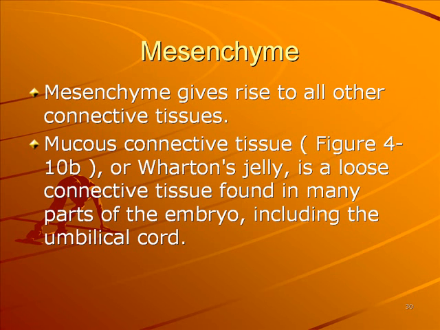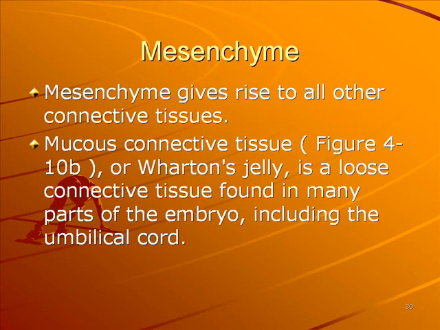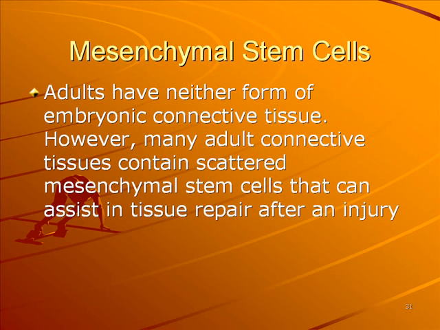But anyway, in the tissue of newborns, my point being, the mesenchyme, embryonic connective tissue in the developing embryo, has an abundance of star-shaped stem cells. Mesenchyme basically is utilized to give rise to all other forms of connective tissue inside the embryo. Mesenchymal stem cells: adults have neither form of embryonic tissue. However, many adults' connective tissue contains scattered mesenchymal stem cells that can assist in tissue repair and injury.